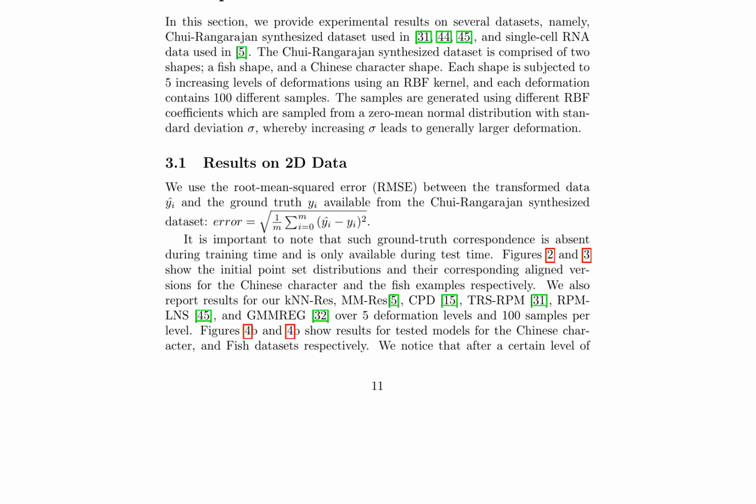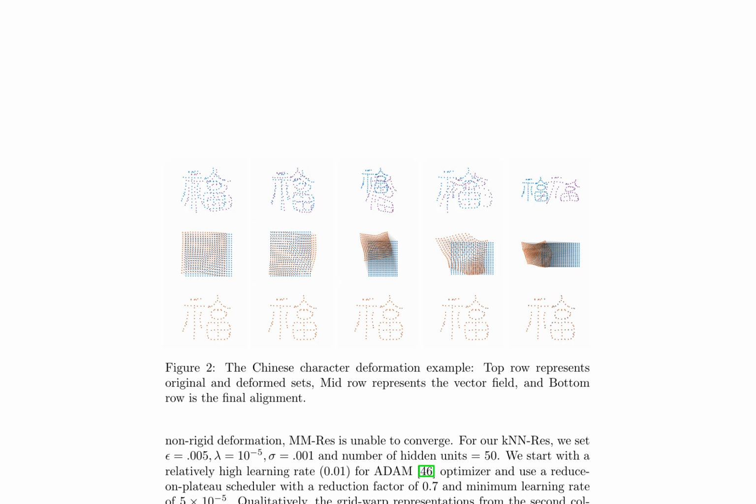For the 2D data, they use the root mean squared error, RMSE, between the transformed data and the ground truth as the evaluation metric. They report results for their kNN-Res model, as well as several baseline models, including MM-Res, CPD, TRS-RPM, RPM-LNS, and GMM-REG, over 5 deformation levels and 100 samples per level.